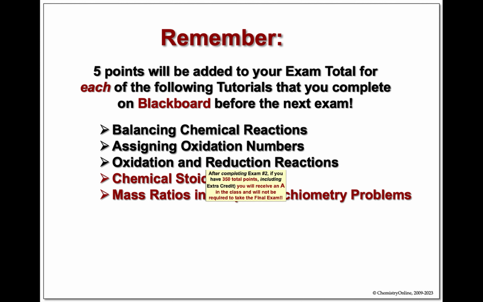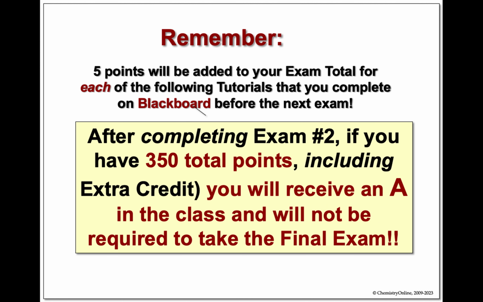At the end of the semester, after you complete exam 2, you must complete exam 2, even if you have 1,000 points. If you have at least 350 points in your total, and that's the only number in Blackboard you look at. Don't look at reds, greens, pinks, purples, whatever. Look at total. If you get 350 or more, you'll get an A right that moment and no final. It's a great deal. Do these tutorials, guys.